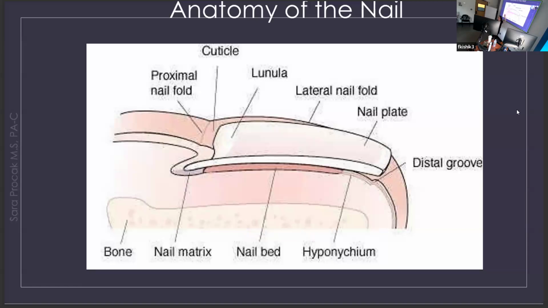You can see a visible part of the nail matrix if you look down at your own nail. It looks like that little half moon area. This is called the lunula.